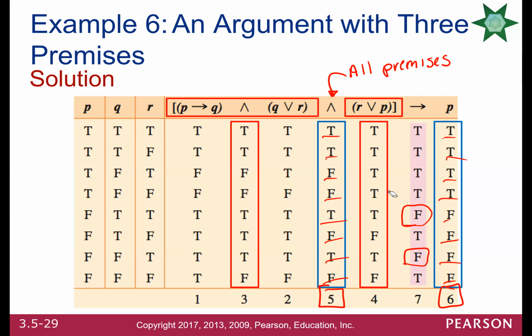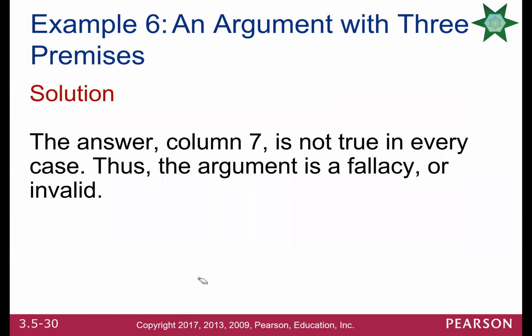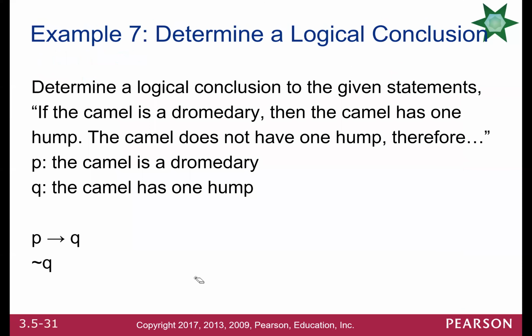That's a lot of work to tell you that it's not a valid argument, but it is not a valid argument. All the answer column must be true for this to be valid. So the answer column, column 7, is not true in every case. Thus, the argument is a fallacy or invalid.